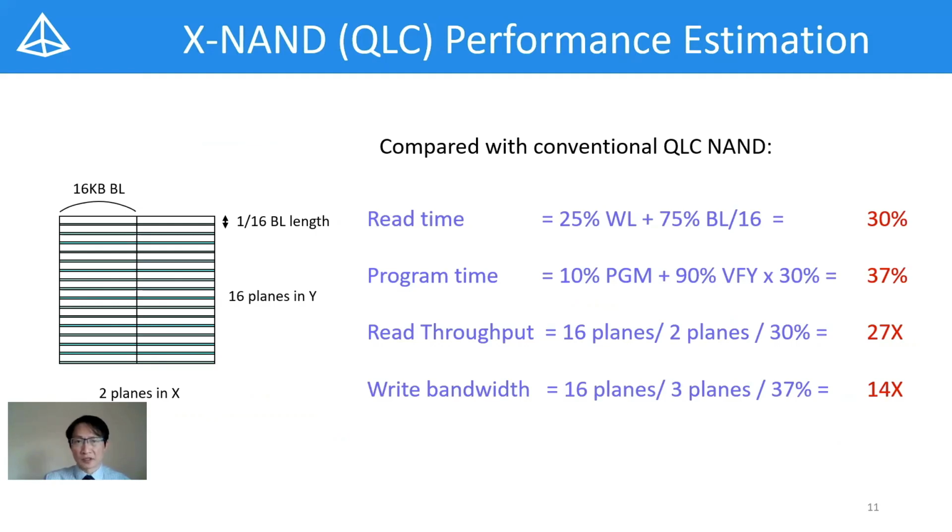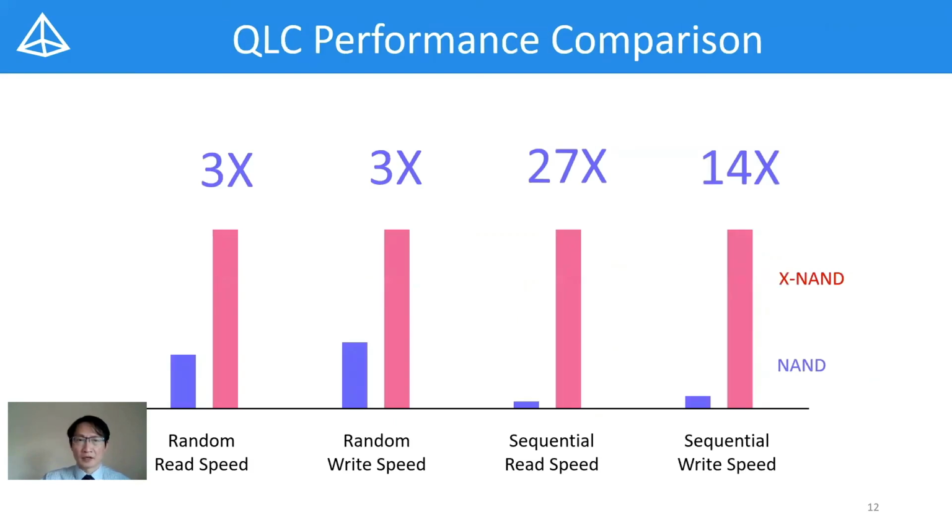This slide shows the performance estimation for QLC XNAND. By reducing the bit line capacitance, the read time can be reduced to 30%. The program time can be reduced to about 40%. And the read throughput can be increased by 27 times. The write throughput can be increased by 14 times. This slide shows a diagram for the performance comparison. You can see XNAND's speed is much higher than the conventional NAND due to its 16 planes.